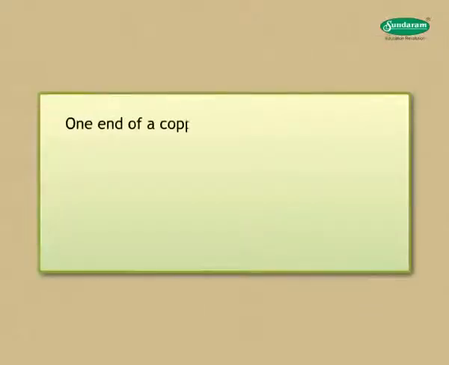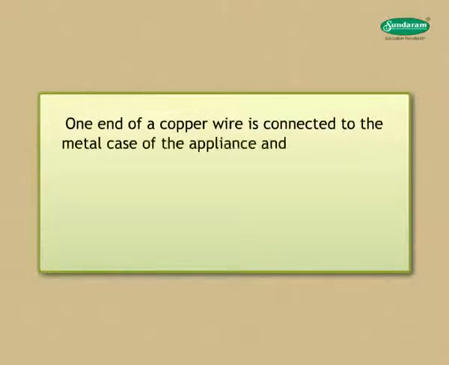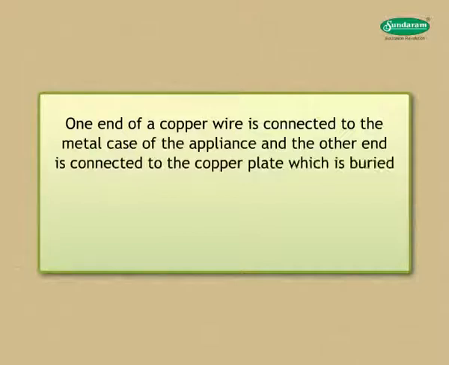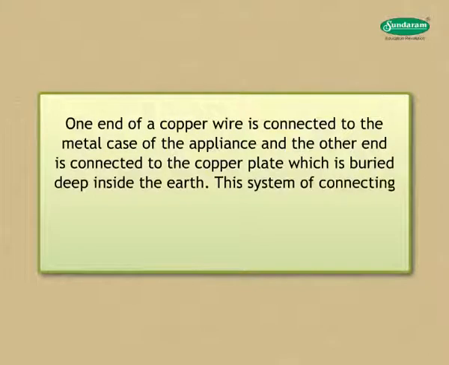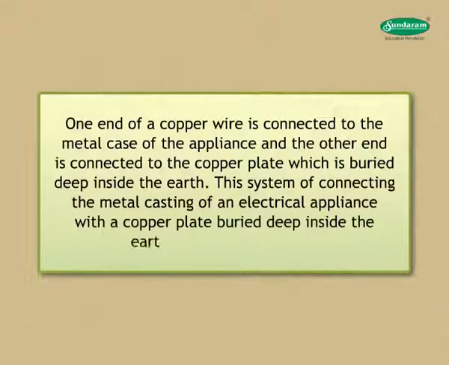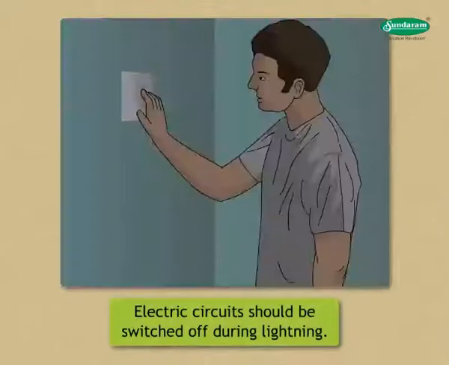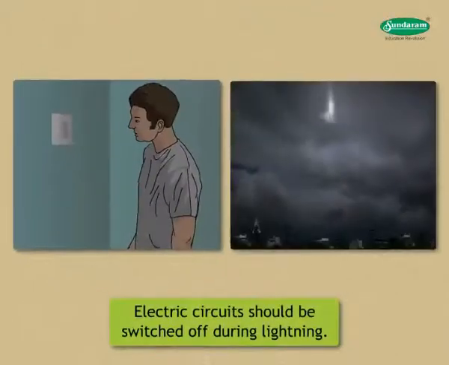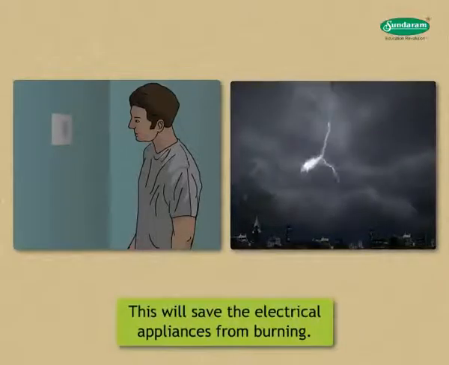One end of a copper wire is connected to the metal case of the appliance and the other end is connected to the copper plate which is buried deep inside the earth. This system of connecting the metal casing of an electrical appliance with a copper plate buried deep inside the earth is called as earthing. Electric circuits should be switched off during lightning. This will save the electrical appliances from burning.